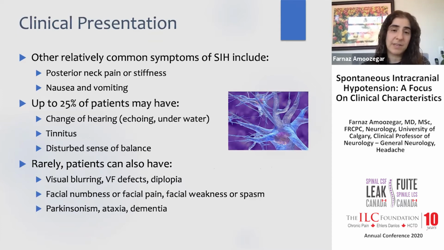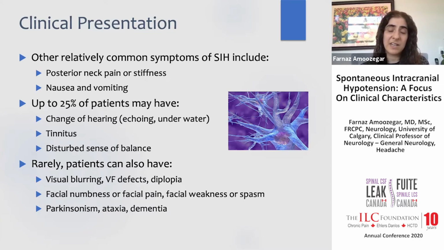Some of the other things that we can see with SIH, in addition to the headache, are other types of symptoms such as posterior neck pain or stiffness. Patients can sometimes have nausea or vomiting, or even a little bit of sensitivity to light or sound. About a quarter or so of patients may have other symptoms too. For example, they may say that they have an echoing sound in their ear, or they feel like their ears are plugged, or that they're underwater. They may have various types of ringing in the ears or tinnitus. They may have a disturbed sense of balance.